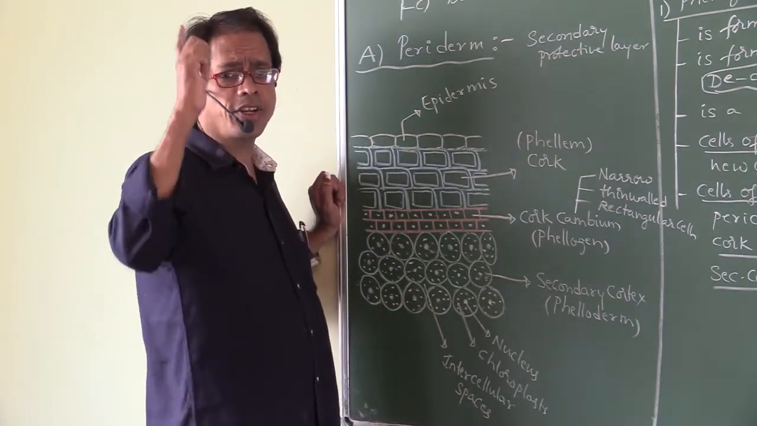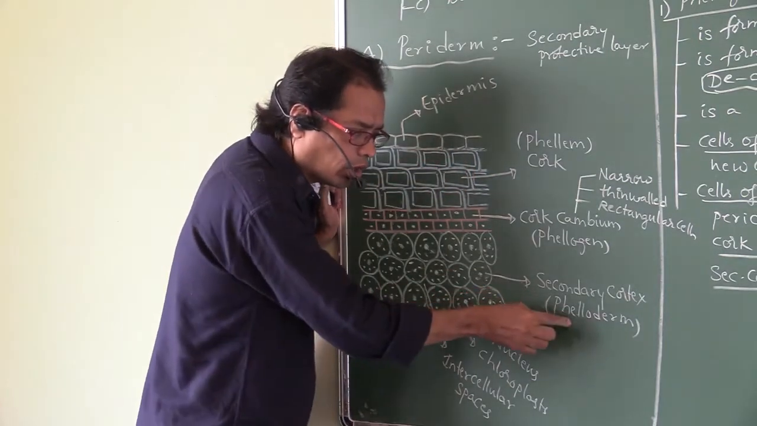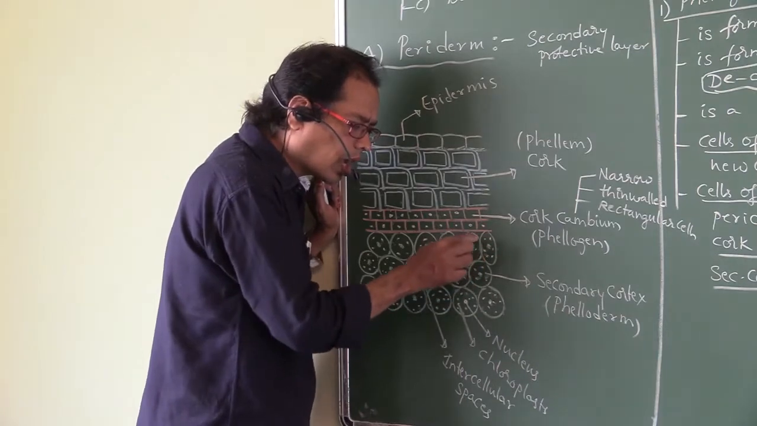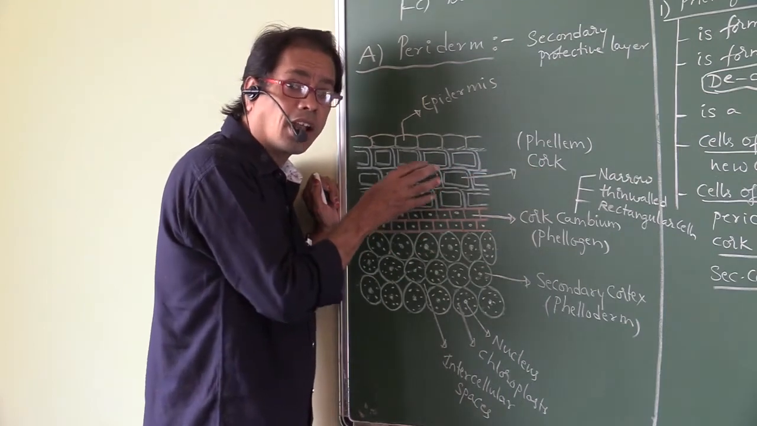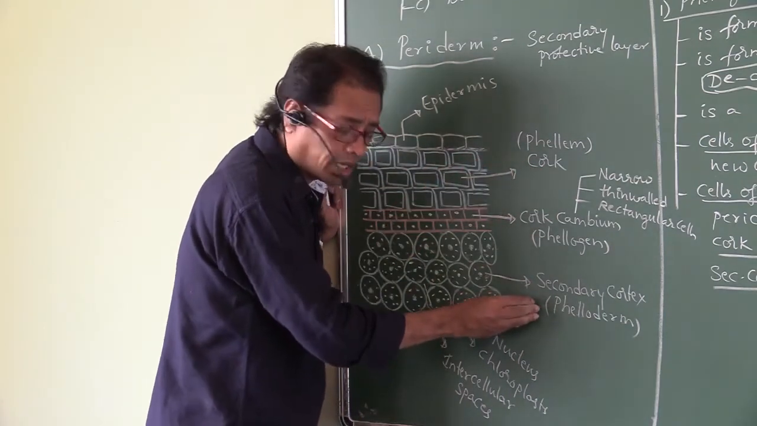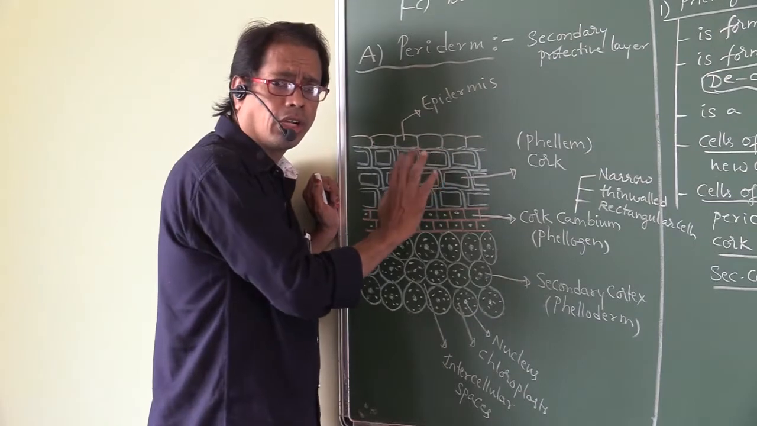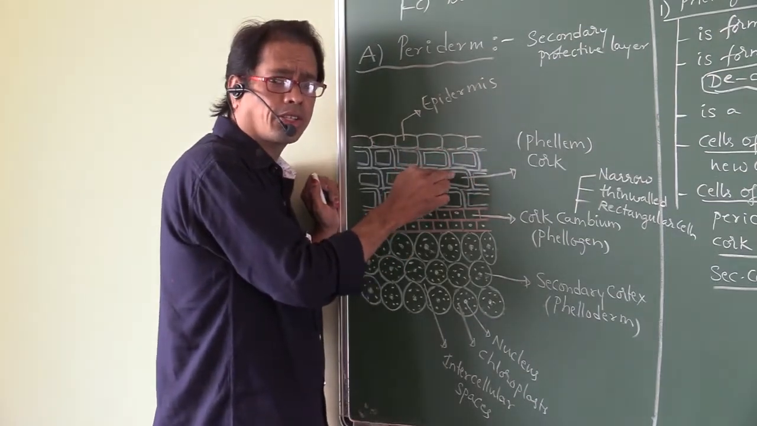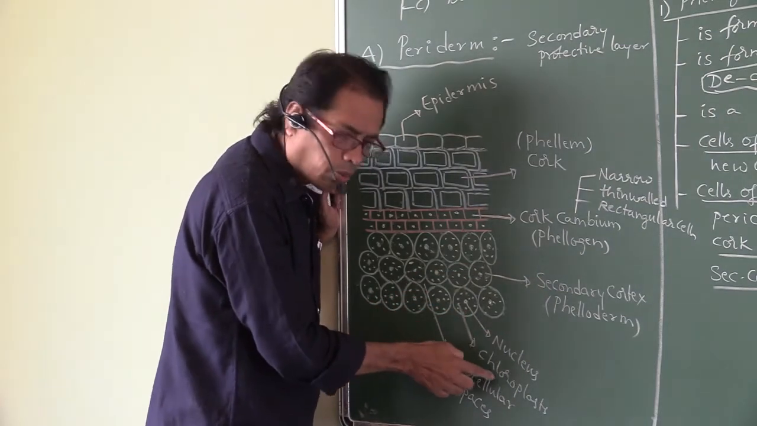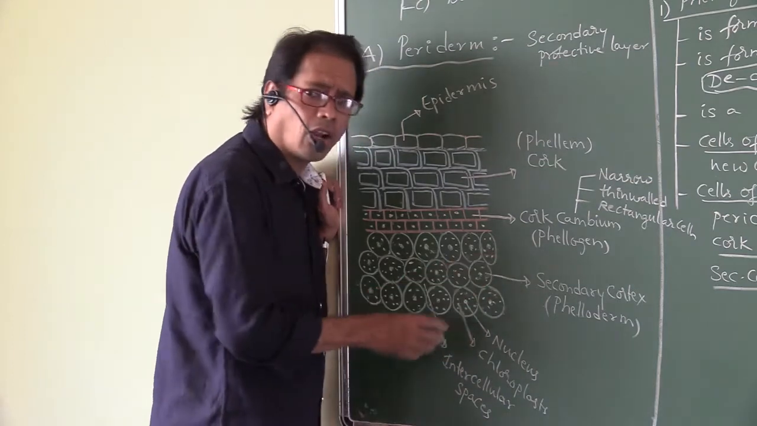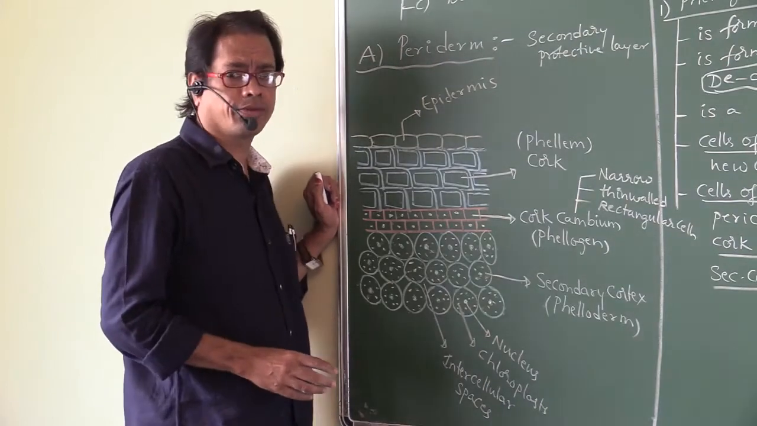RD means redifferentiation. Cork cells are rectangular cells. Phelloderm or secondary cortex cells are oval or spherical shaped cells. In cork tissue, intercellular spaces are absent, whereas in secondary cortex, intercellular spaces are present. Cork tissue does not contain chloroplasts. Secondary cortex contains chloroplasts. As chloroplasts are present, the secondary cortex is useful for photosynthesis or assimilation of food materials.